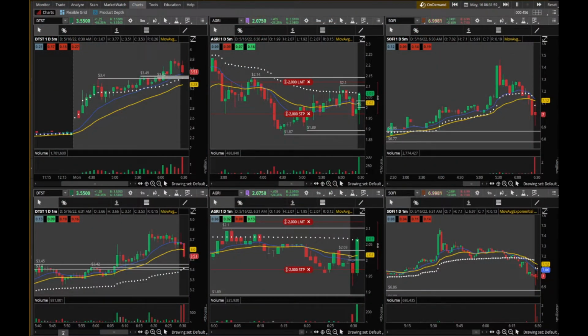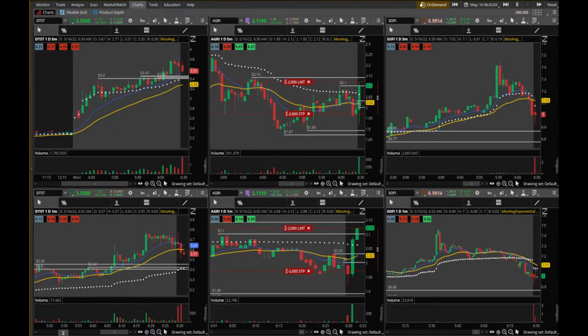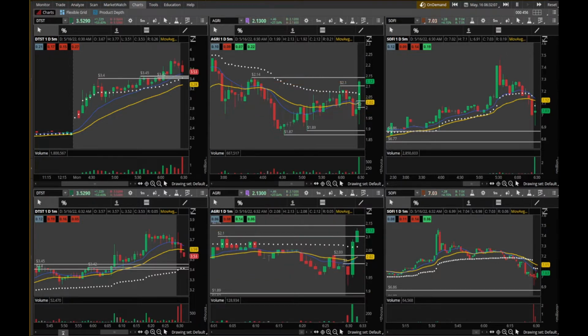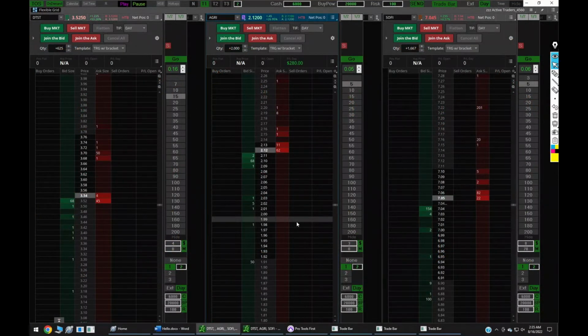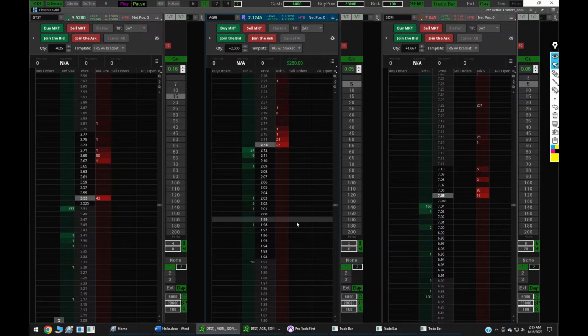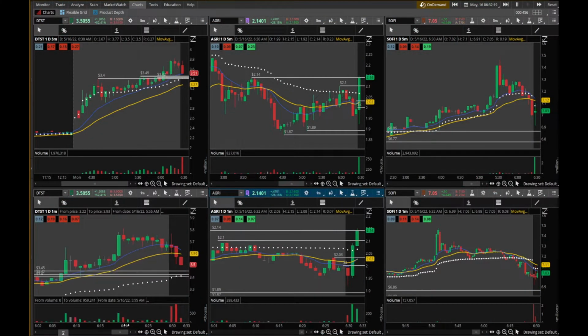Or I could hold it. There we go. I didn't sell it. It actually hit my target. So now you can see $280 on that one. Let's watch DTST here. I want to see if it comes down to that 345-ish area.